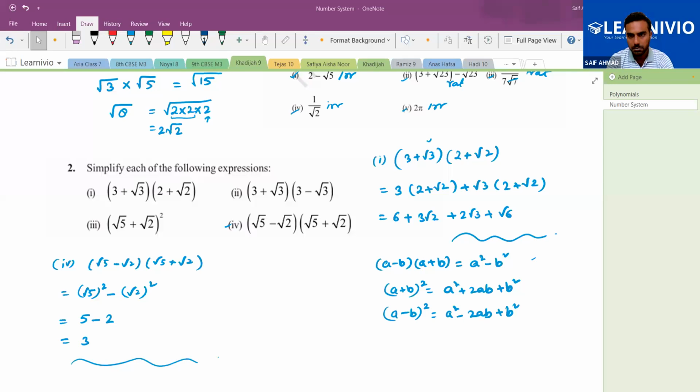Sir, second one answer is 6. Yes, right. And third one answer is 7 plus 2. What is 7 plus? 7 plus 2 root 10. Yes, right. 2 plus 2.